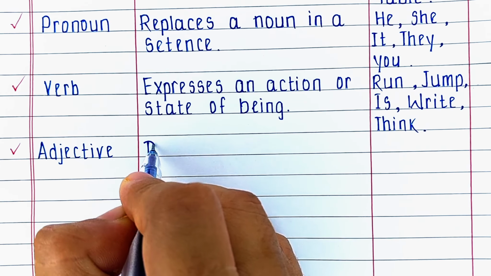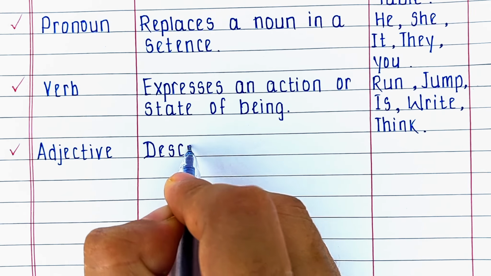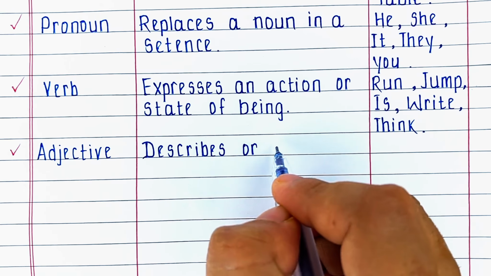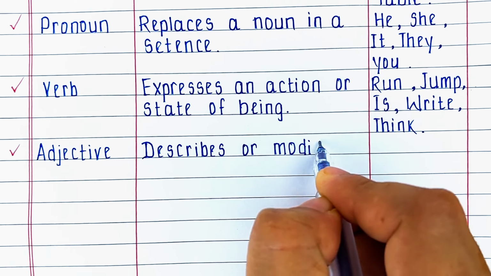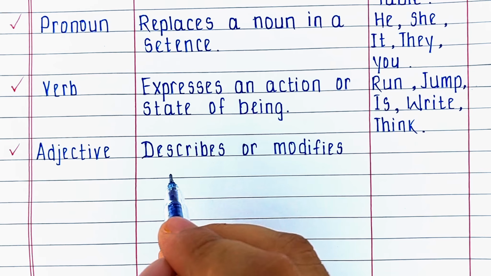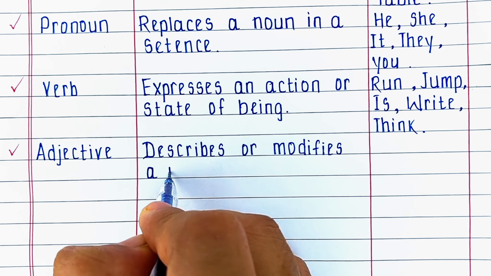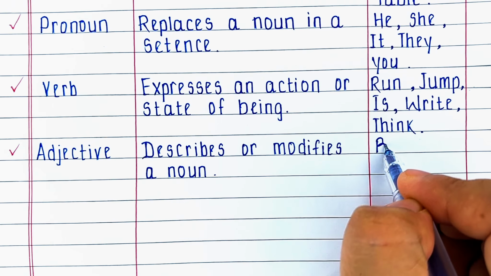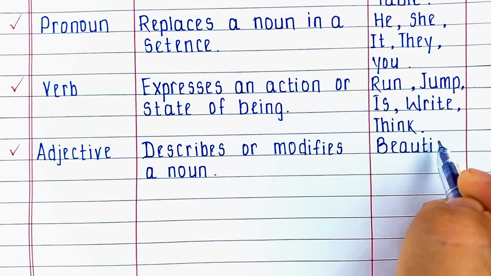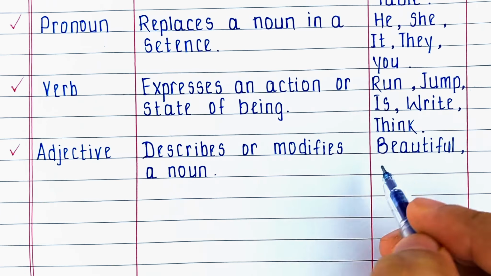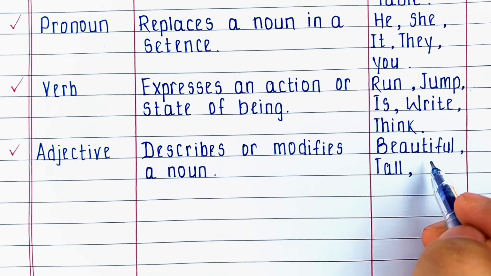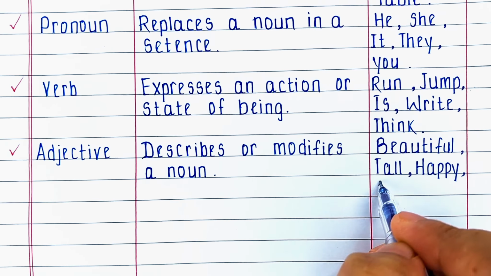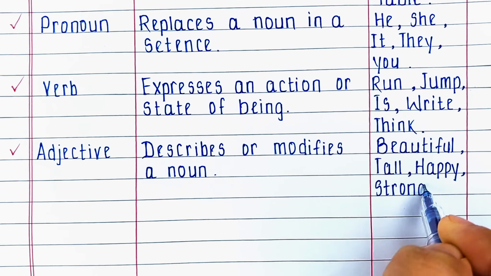Next up we have adjective. Adjectives are words that are used to describe or provide more information about the noun or the subject in a sentence. In other words, they describe or modify a noun. For example, beautiful, tall, happy, strong. All of these are the examples of adjective.